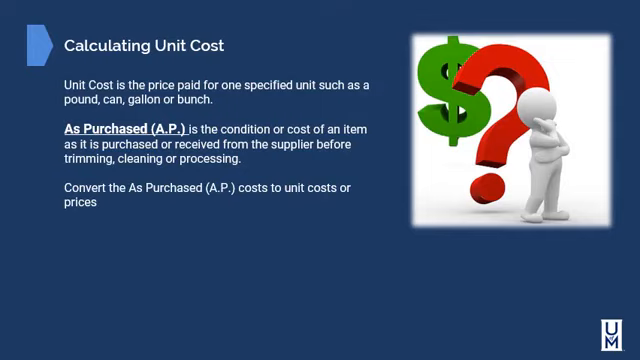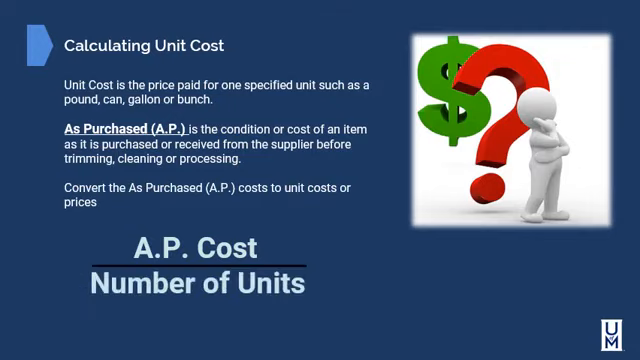We would need to convert that as purchased cost to unit costs or prices. If I take my as purchased cost, let's say for instance I bought 10 apples at $10 for the 10 apples, and I divide it by the number of units, it'll give me my cost per unit. So if I use my example, I have $10 worth of apples divided by 10 apples, that's going to give me $1 per unit, or $1 per apple.